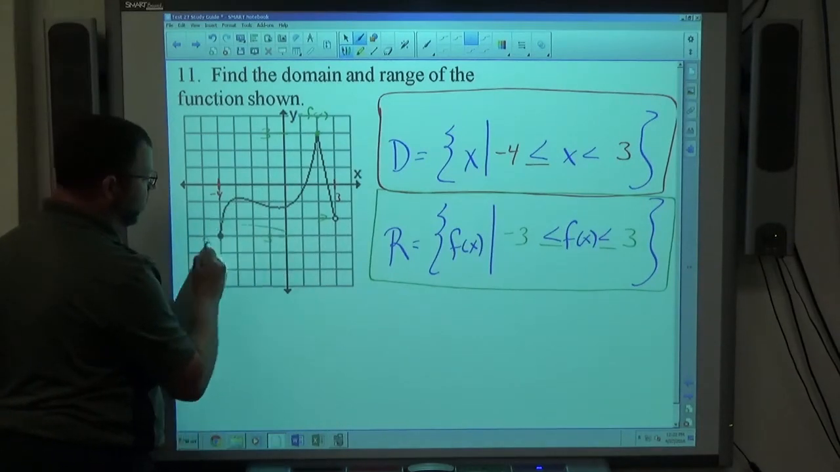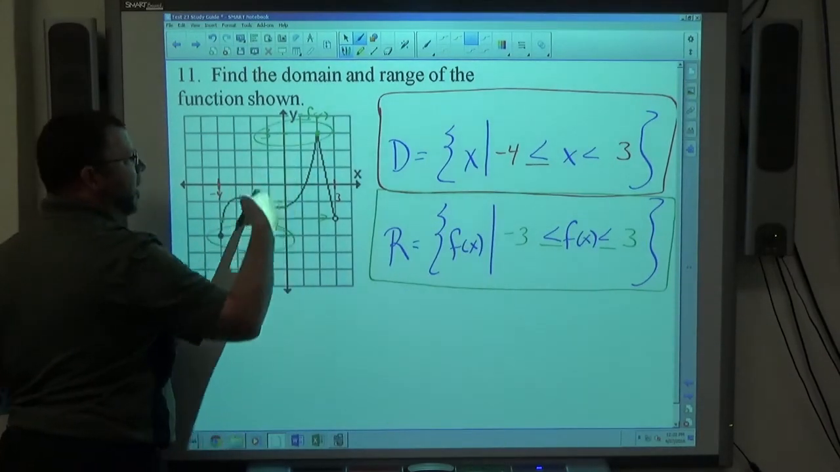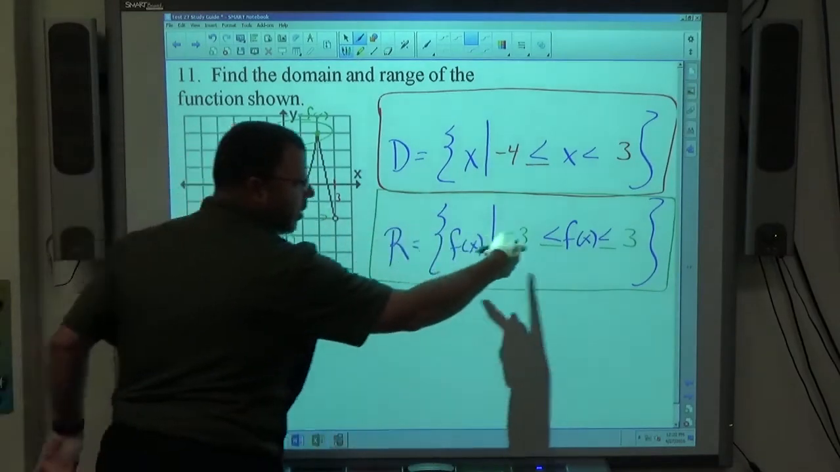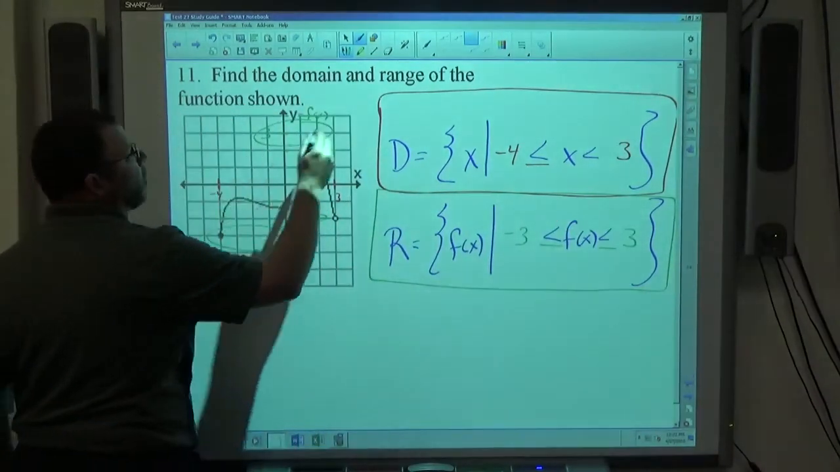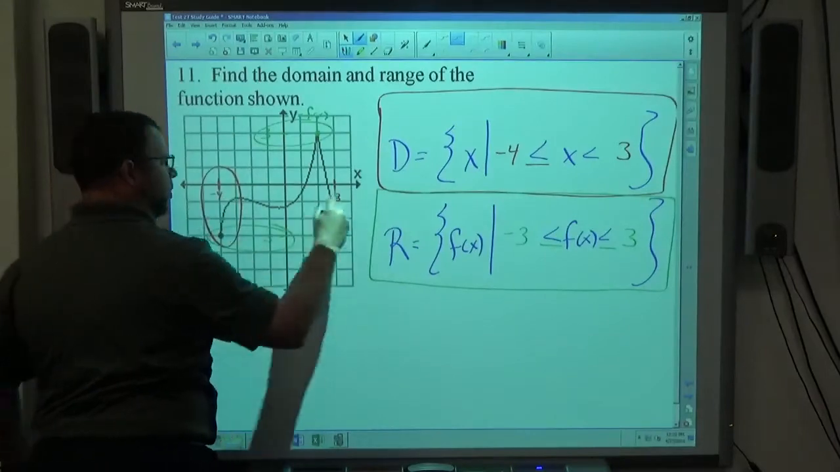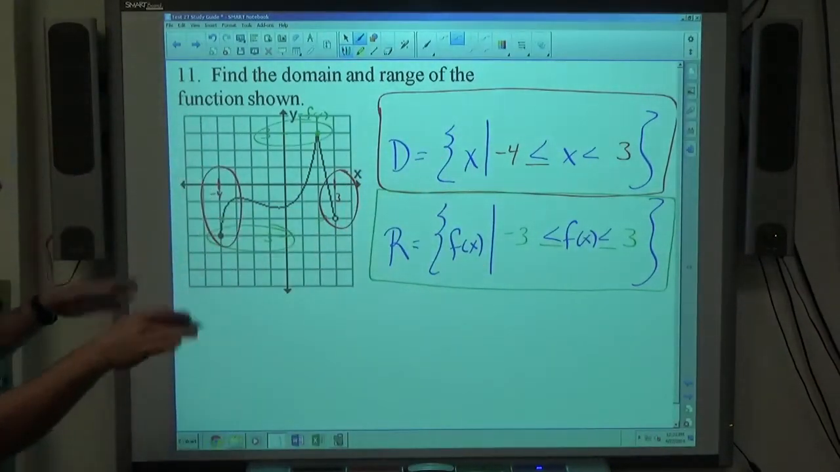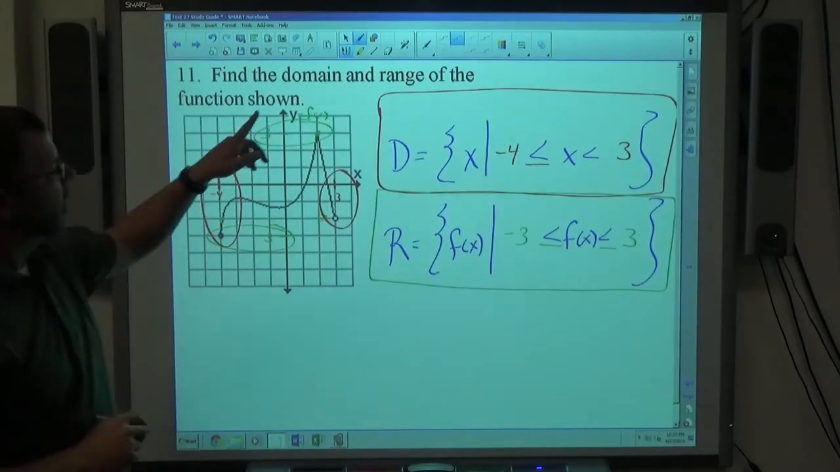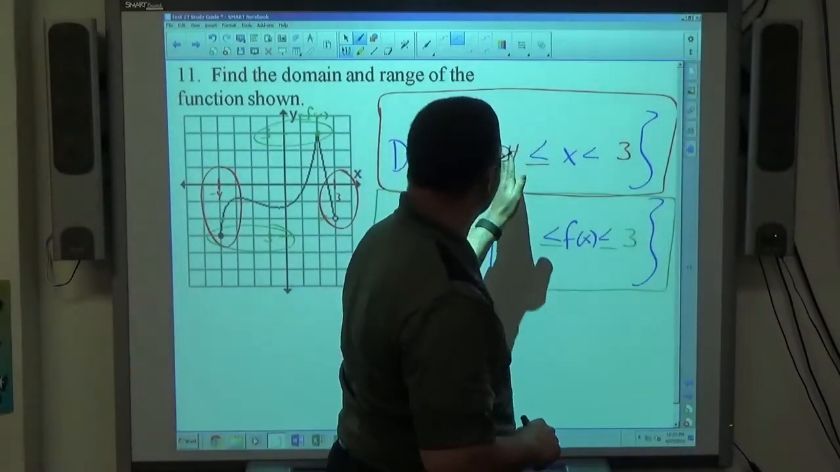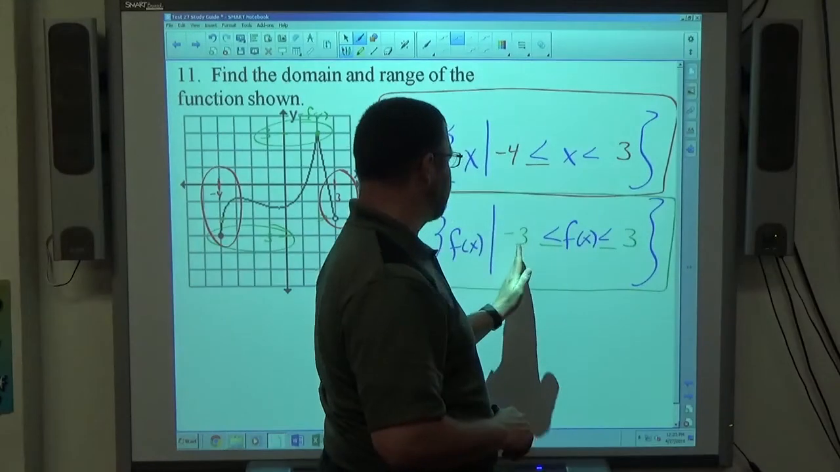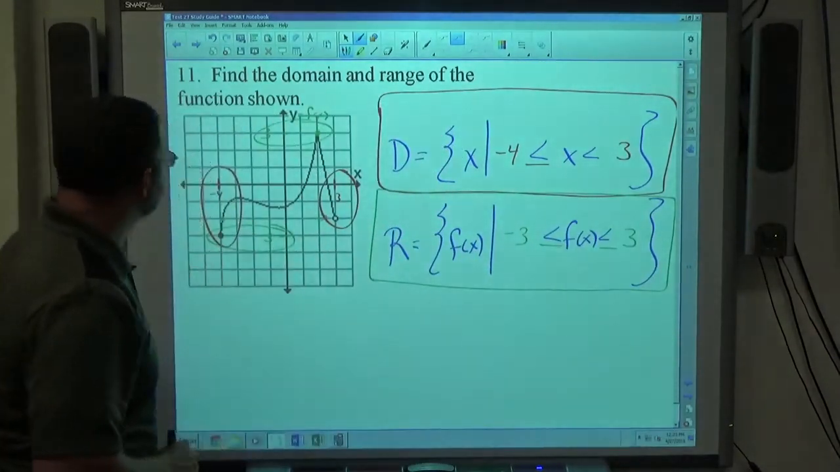So all you really have to focus on is at the endpoints, is there a closed circle? They'll make the equals. At the endpoints, is there a closed circle? Yes, equals, no, just less than. So always less than, sometimes equals to. Small number, big number. Where does x start? Where does x end? Where does f of x start? Where does f of x end?